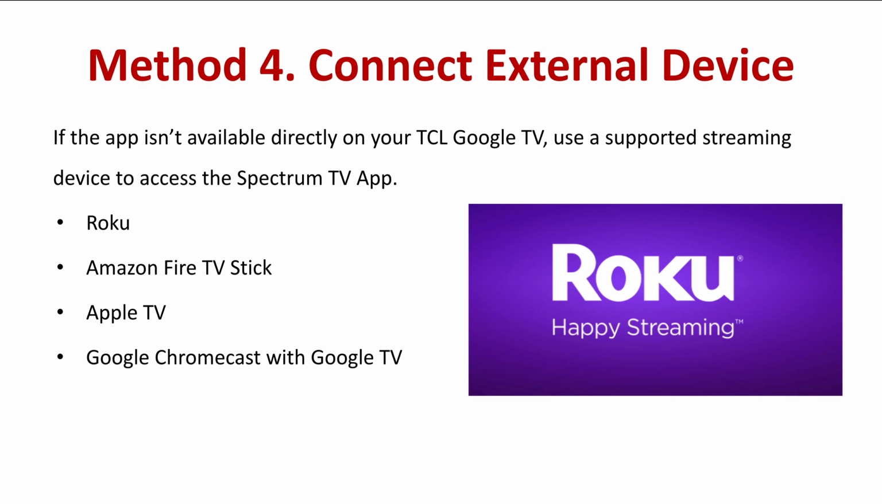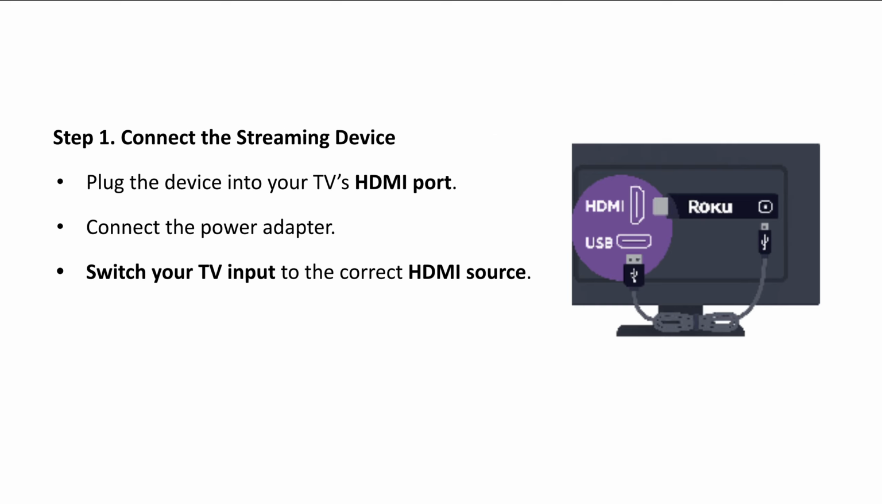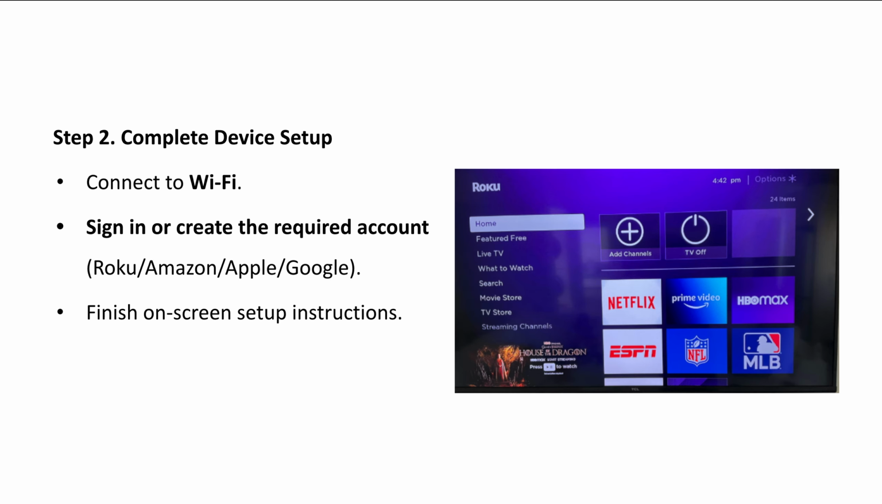If the app isn't available directly on your Google TV, use a supported streaming device to access the Spectrum TV app: Roku, Amazon Fire TV, Apple TV and Google Chromecast. Step 1 is to connect. Connect the streaming device. Plug the device into your TV's HDMI port, then connect the power adapter. Then switch your TV input to the correct HDMI source.